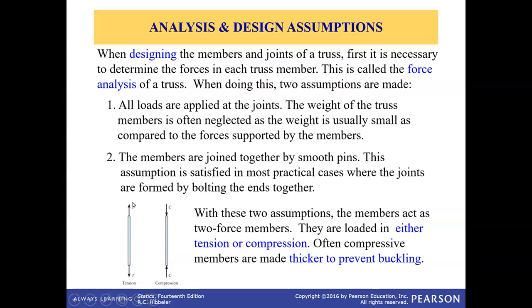Now, there are two types of loads that the truss members are subjected to. Either they are in tension or compression. This point here is called a joint. So when a member is in tension, it pulls at the joint at both ends. So at this joint it's pulling, at this joint also it's pulling. When a member is in compression, it pushes at the joint.